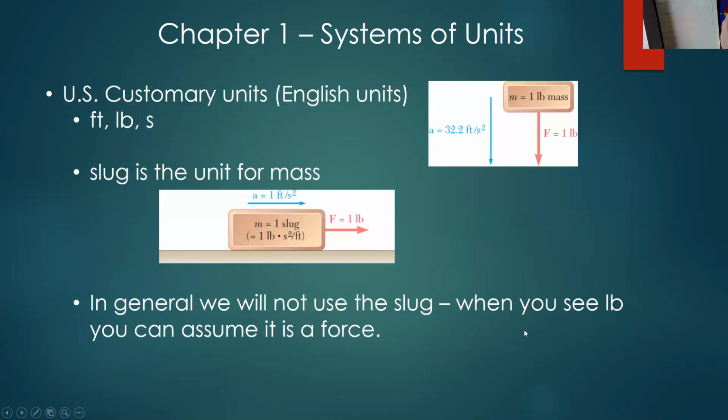We will also use US customary units, foot, pound, seconds. And you may recall that a slug is the true unit for mass. You can have a pound mass and a pound force. And we won't really use a slug per se in class. It turns out that whenever you're given a pound in this class, it's a pound force. So don't make the mistake, never multiply a pound by 32.2. That won't be correct. Just treat a pound as a force anytime you see it in this book. And again, that's only in this book.